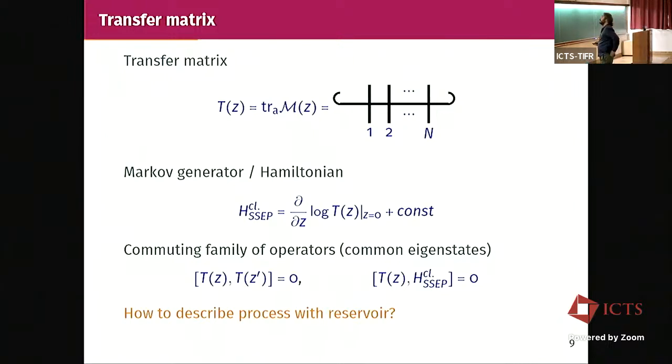Okay, good. So then we'll conclude that T and H have common eigenstates. If I would like to study the spectrum of H, then I can also study the spectrum of T. This is a bit the idea of the algebraic Bethe Ansatz and the quantum inverse scattering method. So how do these reservoirs fit into this framework?